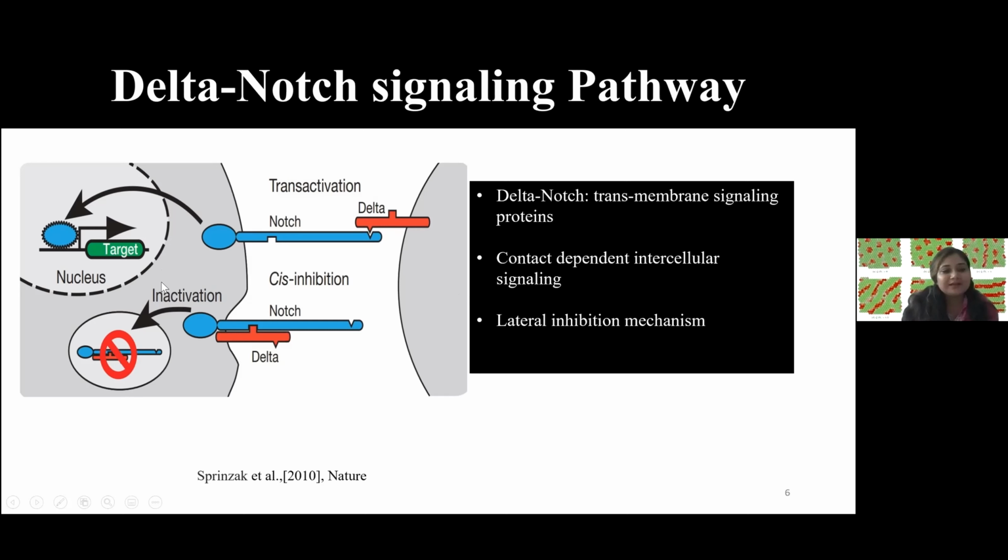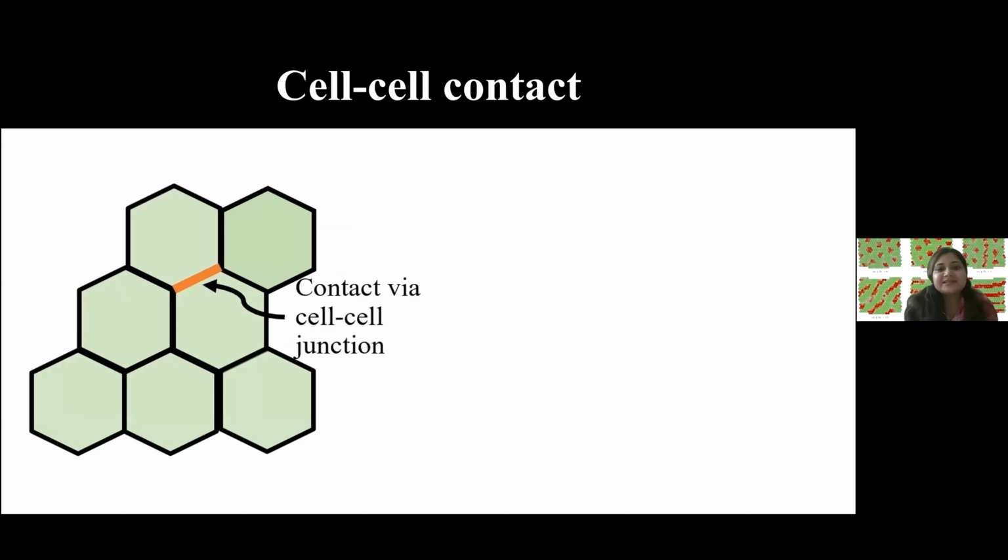So for example, one cell can become, suppose, a lung cell, and the other can become the heart cell, or one cell can take the red pigmentation and the other cell can take the yellow pigmentation, like that. Delta-Notch is a transmembrane signaling protein, and Delta-Notch signaling is a contact dependent intercellular signaling. So it depends on the contact between the two cells, and the process by which this signaling takes place is the lateral inhibition mechanism.